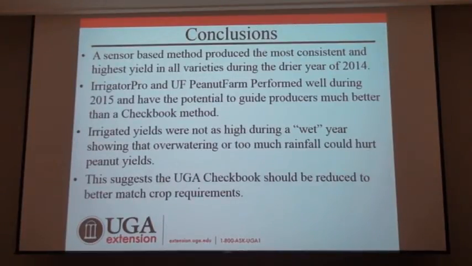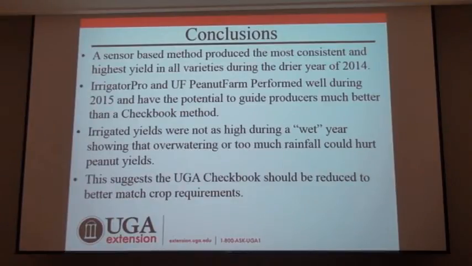So, I want to say a sensor-based method produced the most consistent and highest yield in all varieties during a drier year. So that's just kind of helping us get that timing. I think that's what's critical. When we have that dry soil, we just kind of keep that optimal soil moisture level and hit that timing correctly every time. Irrigator Pro, UF Peanut Farm, so basically systems you can put out there for little to no investment on your end, perform really well during 2015. I think they have potential to guide the producers much better than the checkbook, because what they're doing is they're pulling in live data. We're looking at actual field conditions or actual weather conditions for a particular year, so that we're not using historical ET.